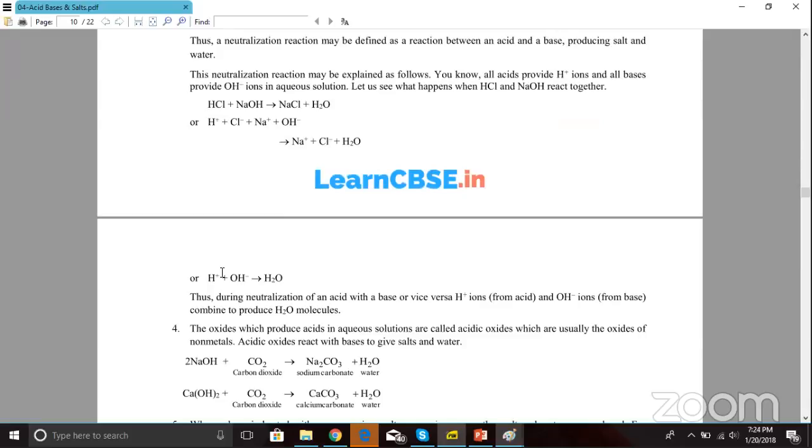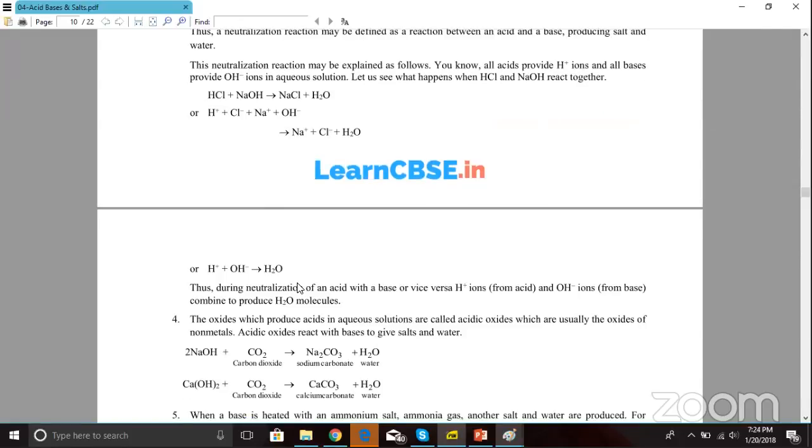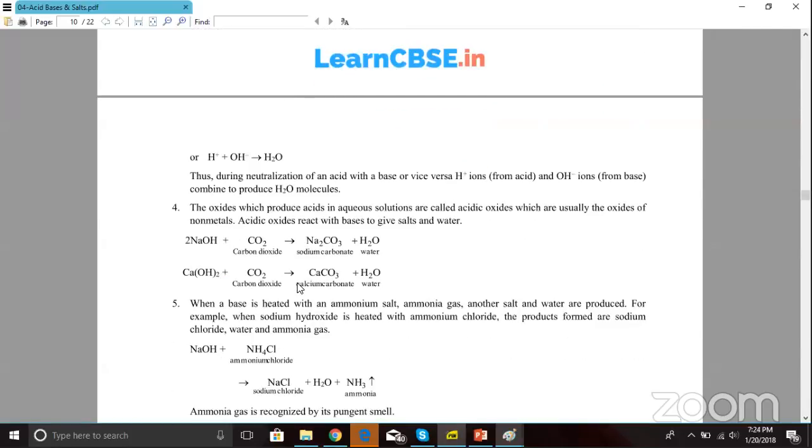So the leftover will be the H+ and OH-, which produces water. During the neutralization of an acid with a base, or vice versa, base with the acid, the H+ from the acid and the OH- from the base combine and produce water molecules.